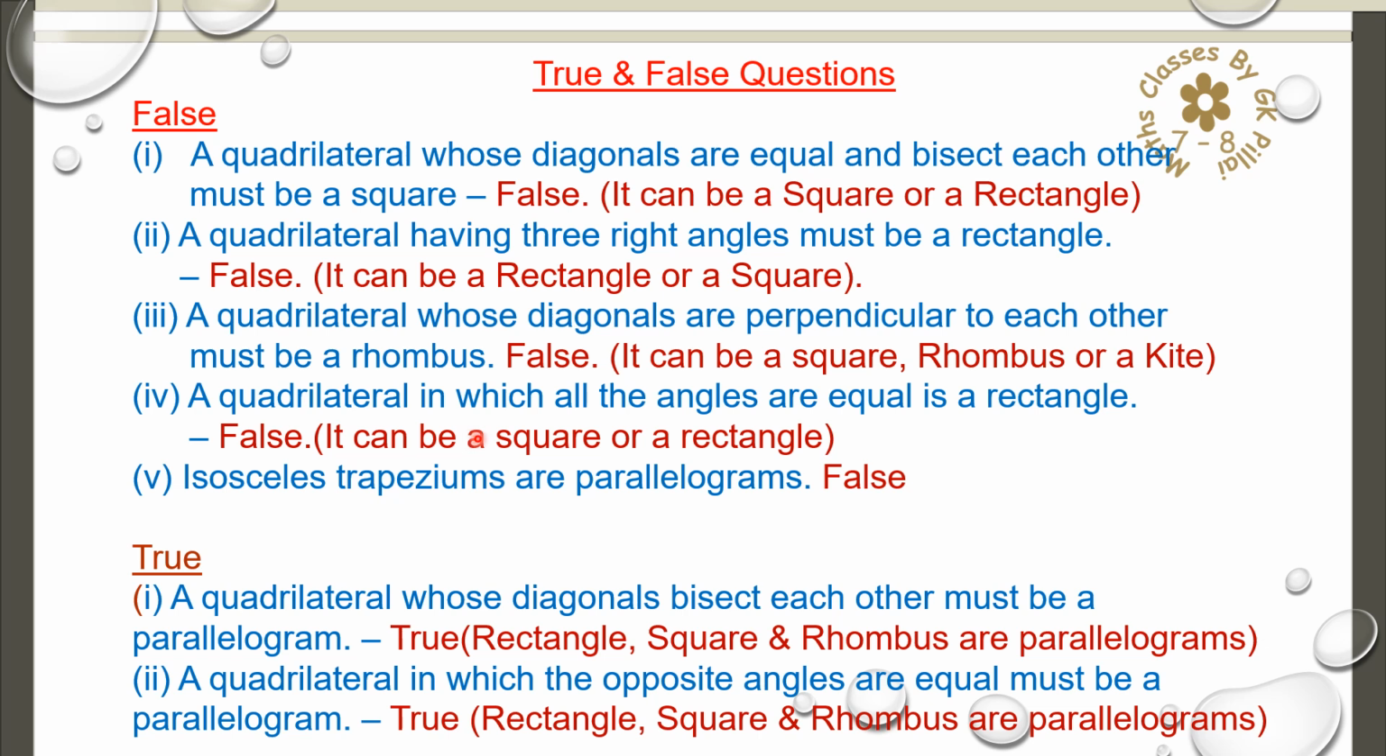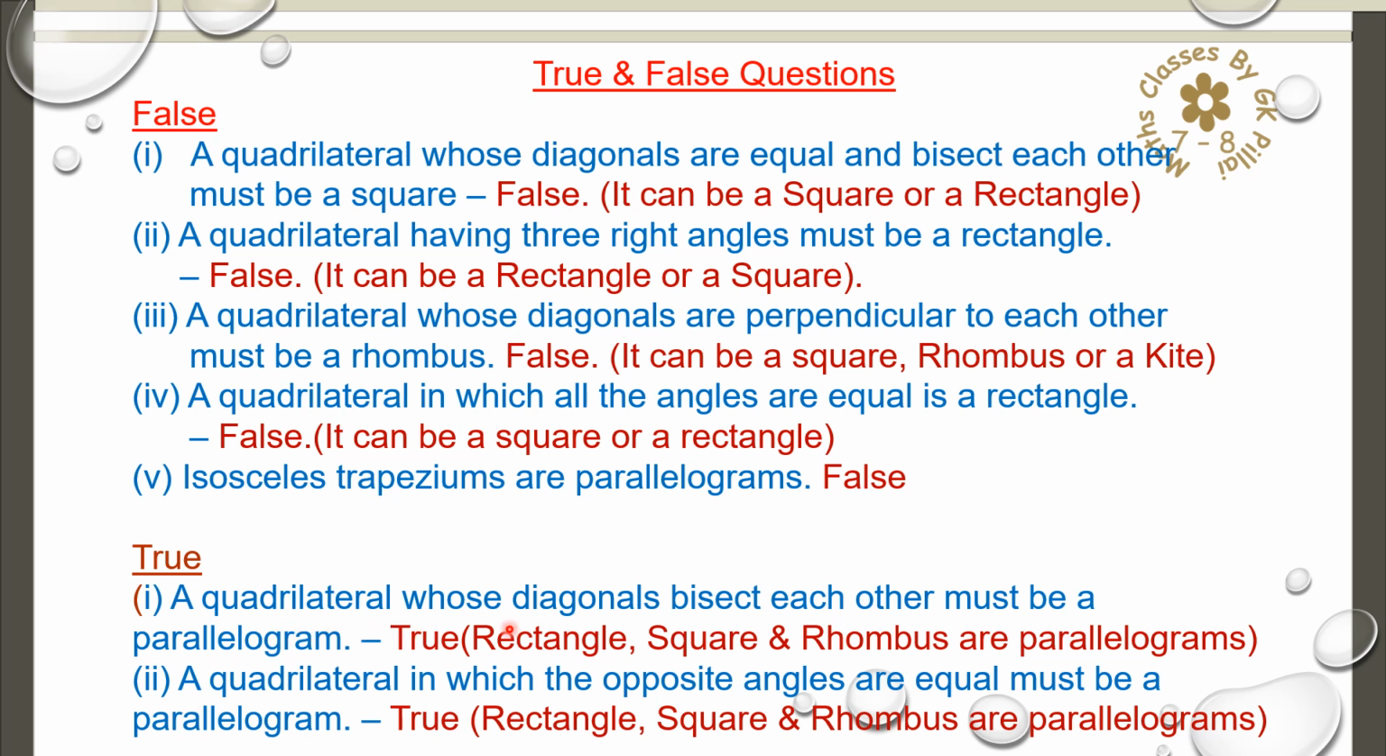A quadrilateral in which all the angles are equal is a rectangle. That is false because it can be a square or a rectangle. Now the fifth one, isosceles trapeziums are parallelograms. That is false.